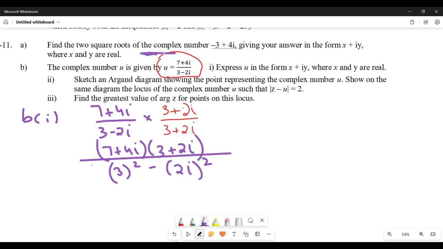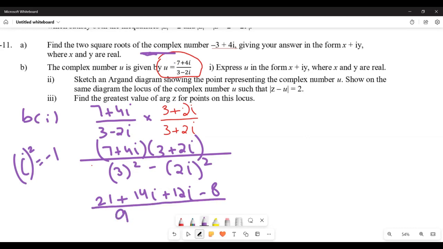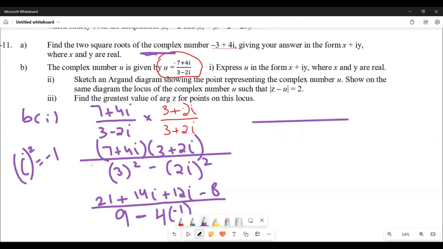And let's multiply the numerator. We get 21 plus 14 iota plus 12 iota plus 8 times iota square. Iota square is -1, so it's going to be -8, because remember that iota square is -1. Divided by the denominator, which is 9 minus 4 times -1, so it's actually +4. So the denominator is 13.